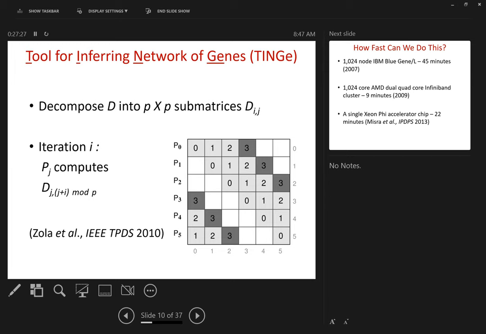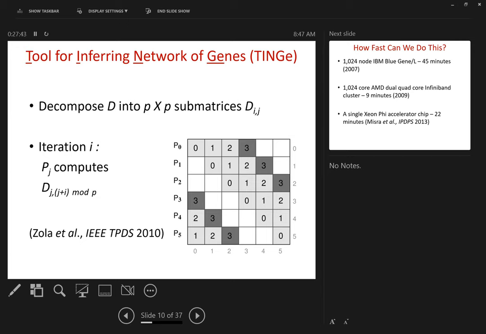Then we try to figure out how to compute this in parallel. The parallel algorithm here is a pretty standard trick in parallel computing. It's not that difficult. And for this, you don't even need shared memory. You could do it very easily on a distributed memory parallel computer.